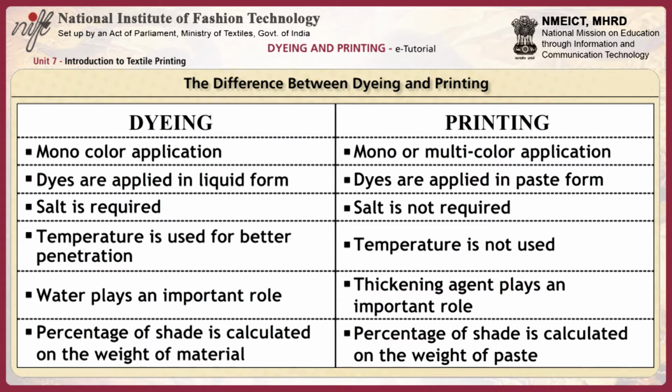In dyeing, temperature is used for better penetration, but in printing, temperature is not used. Water plays an important role in dyeing, but in printing, thickening agents play an important role. In the dyeing process, percentage of shade is calculated on the weight of the material, but in printing, percentage of shade is calculated on the weight of the paste.